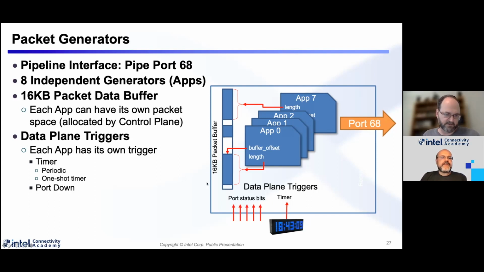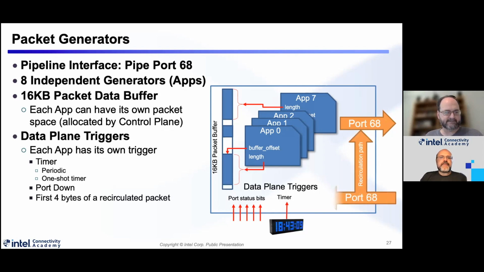Another very useful one, especially if you want fast reroute capabilities, is the port down trigger. In this case, all the ports within the pipe where the packet generator hardware block is will be monitored by the packet generator hardware. If any one of them changes from an up state to a down state after the control plane has armed it, then that will cause this application to be triggered and to generate packets.